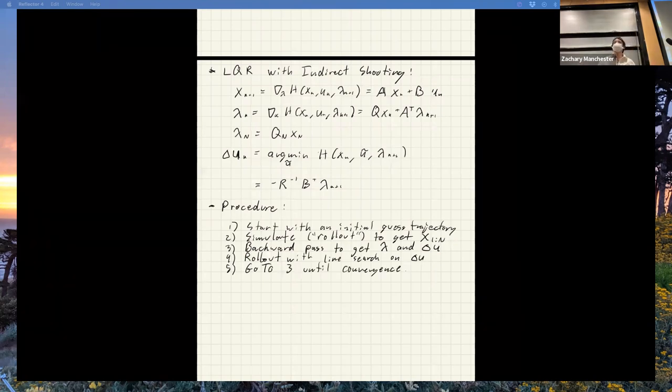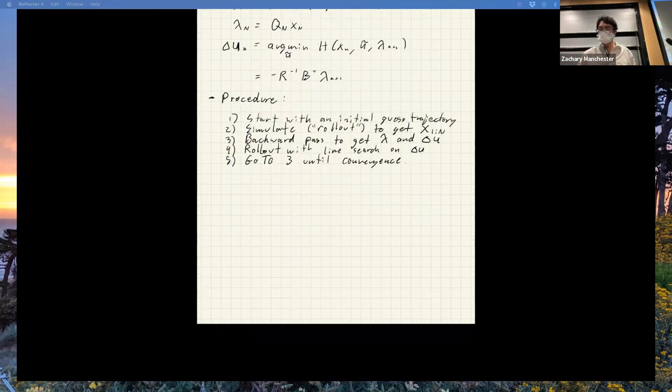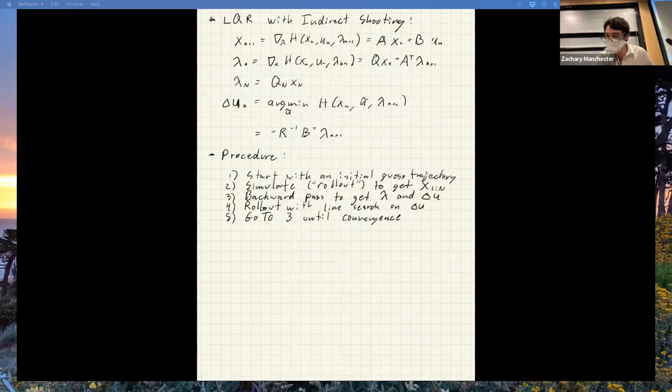Okay, any questions about this basic setup? It's literally gradient descent on the U's. It's just using this fancy forward-backward propagation trick to compute the gradients efficiently. That's basically what's going on here. Is that cool with everybody? Okay, so one more thing we're gonna talk about before we actually go do the code.